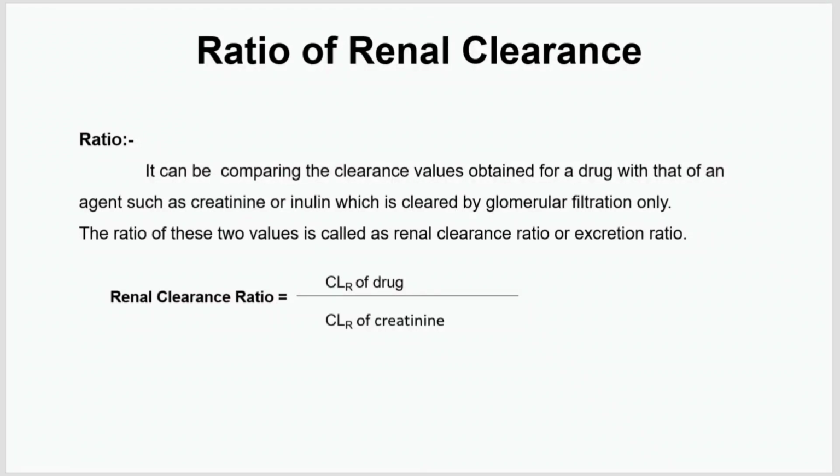Ratio of renal clearance. It can be obtained by comparing the clearance values of a drug with that of an agent such as creatinine or inulin, which is cleared by glomerular filtration only. The ratio of these two values is called the renal clearance ratio or excretion ratio. It is expressed as renal clearance ratio equals renal clearance of drug divided by renal clearance of creatinine.